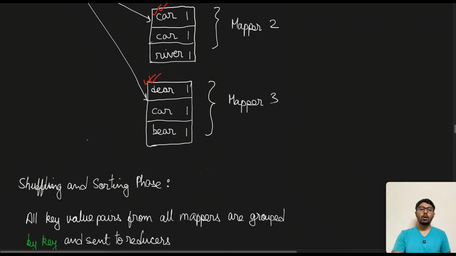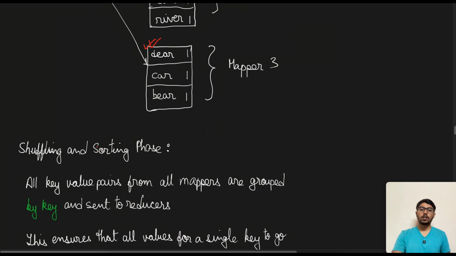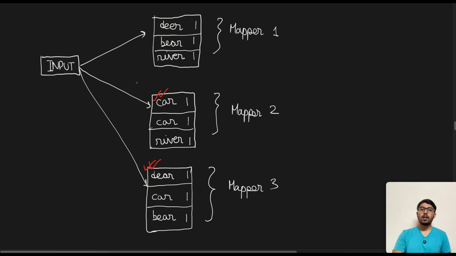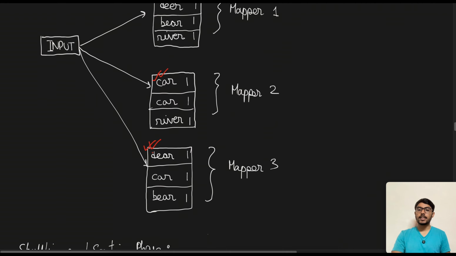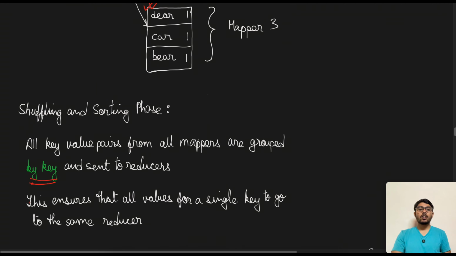So in this one, all key value pairs from the mappers are grouped by key and sent to the reducers. The important piece is this one, right? So based on this, can you determine what the key is? Do write your answers in the comment section below. So the key in this particular instance, we'll see that down below. This ensures that all the values for a single key go to the same reducer, because now the job would be to wind up the different words from the documents.